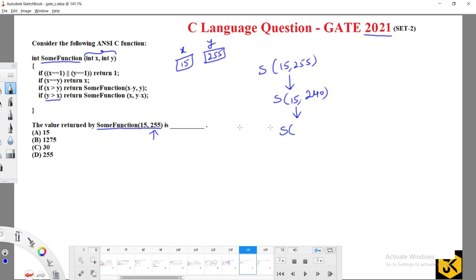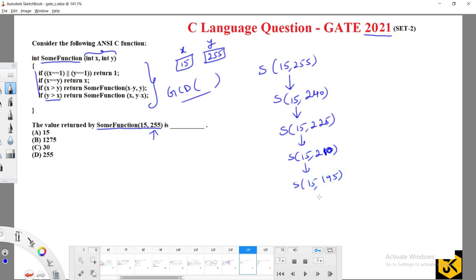Again all the other conditions are going to fail and y greater than x is going to be executed. Guys, if you observe this, this is an algorithm related to finding the GCD of two numbers. So I'm trying to do the same thing. S of 15 comma 225, S of 15 comma 210, S of 15 comma 195, and so on. Like this you have to continue the process until S of 15 comma 15.